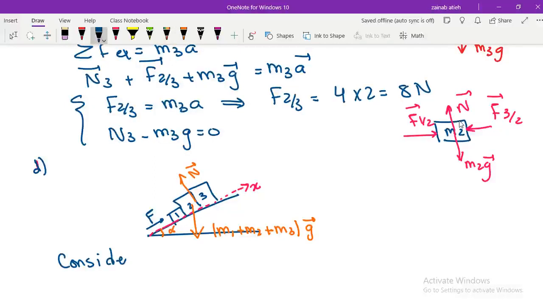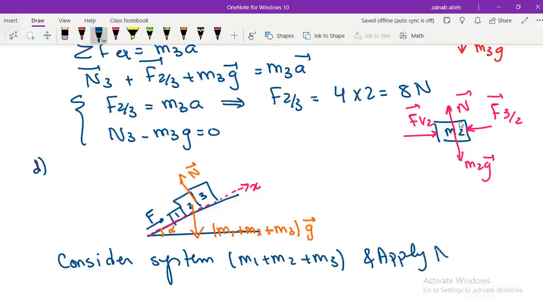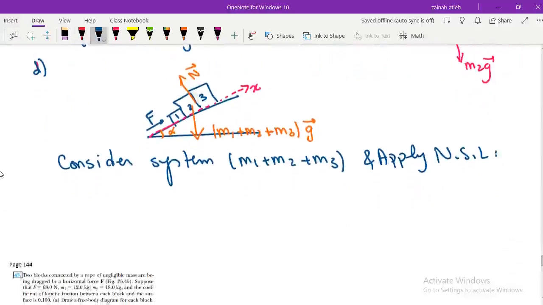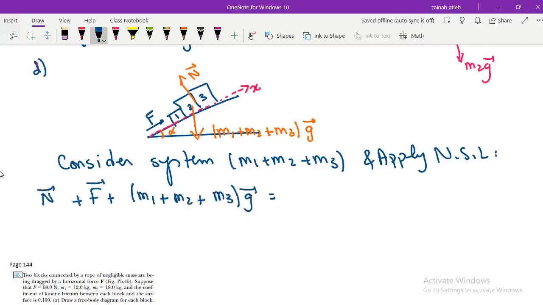Consider the system M1 plus M2 plus M3 and apply Newton's second law. So N plus F plus (M1 plus M2 plus M3)g is equal to the total mass of the system, M1 plus M2 plus M3, times a. Let's project along the x-axis.